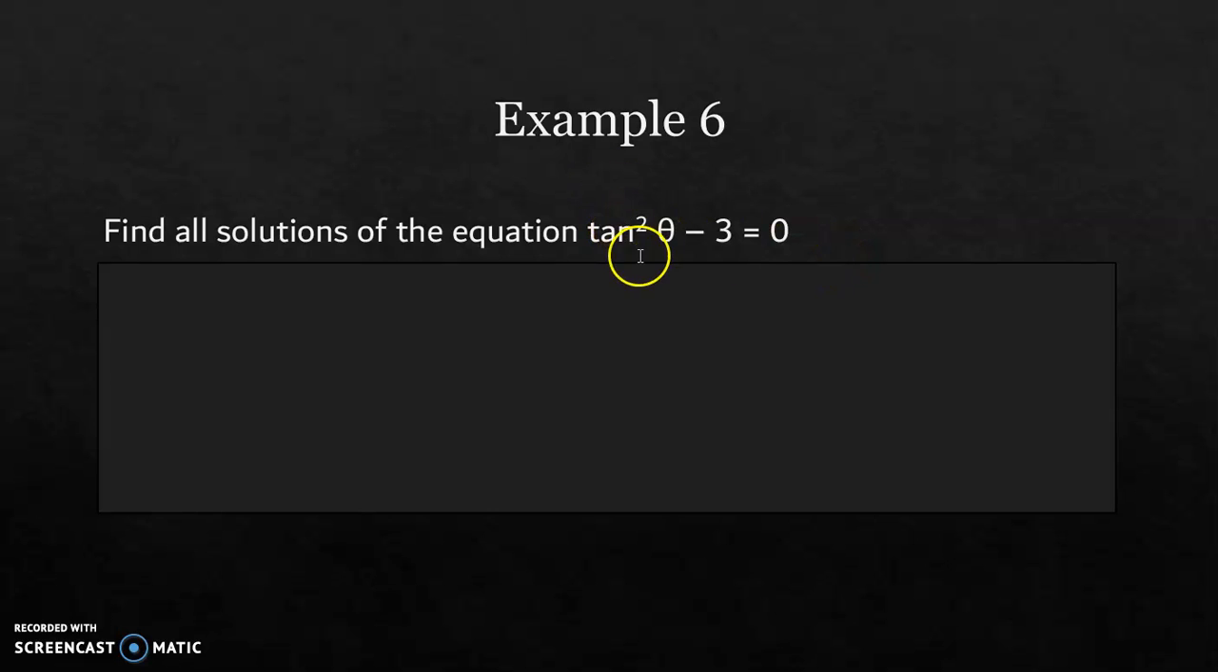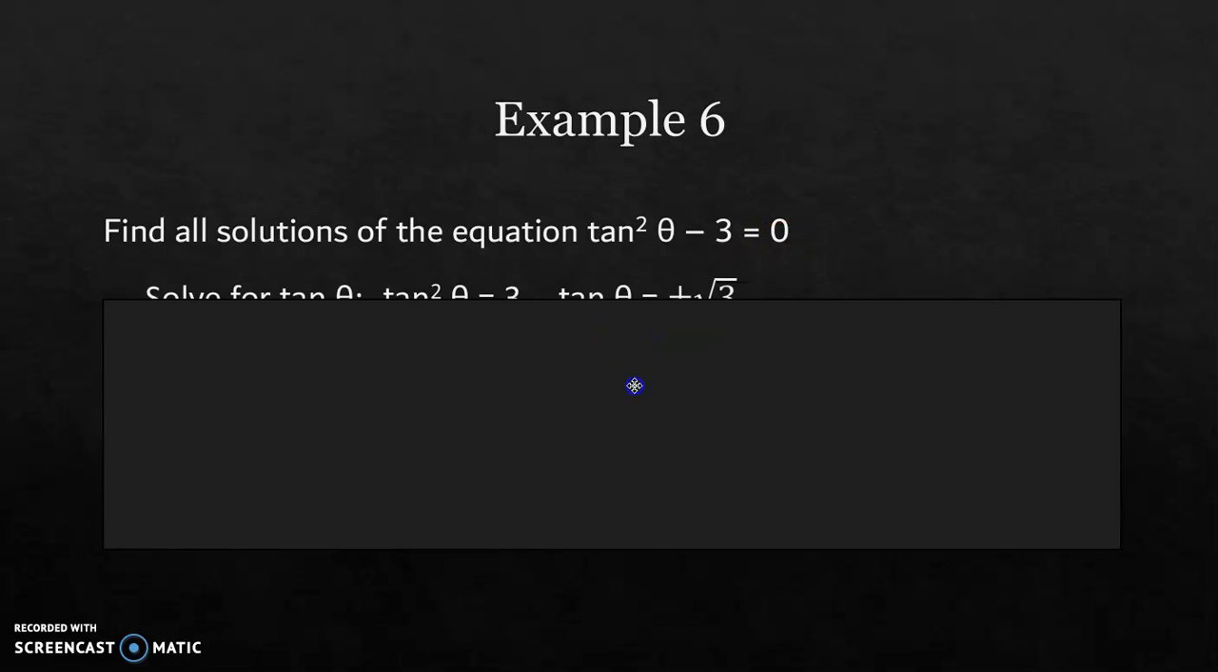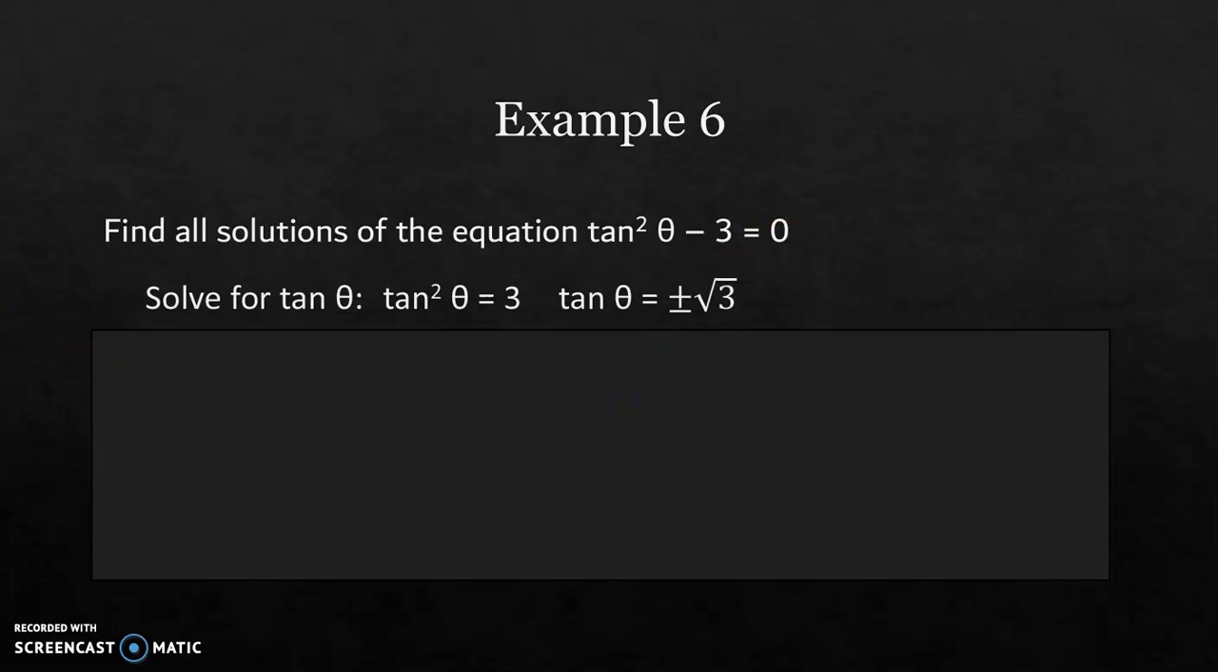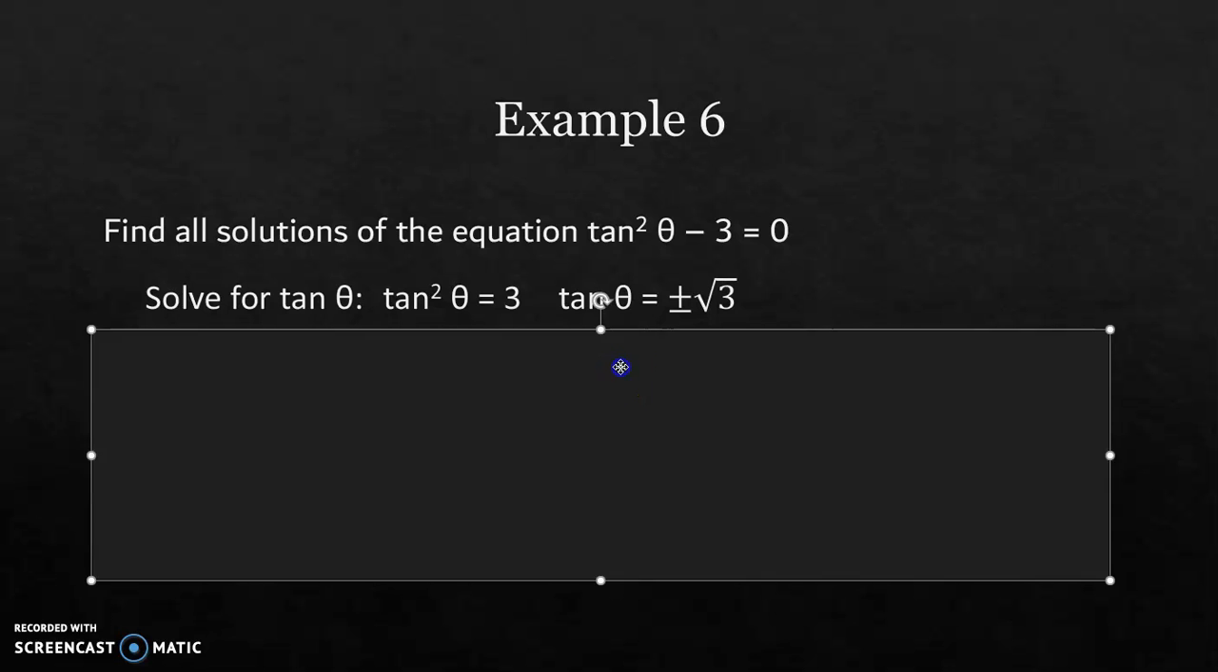That's what this is really saying. So we're going to start off by solving for this tangent theta. So I would add 3 and then do a square root. When you do the square root, don't forget the plus or minus sign. That's the most common mistake I see on this question. You did the square root, it needs a plus or minus sign. So that means I have to find where tangent theta is positive square root 3 and where tangent theta is negative square root 3. And I'm going to use a unit circle to do that.